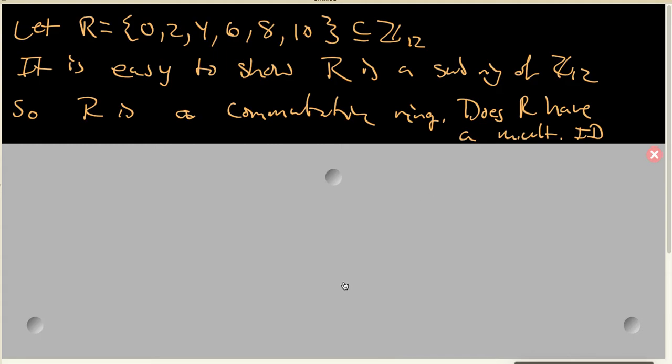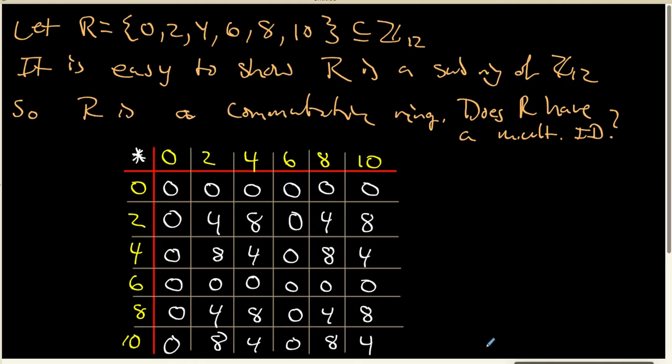I would encourage you to stop the video and make that multiplication table for yourself and answer this question. And when you think you have an answer, turn the video back on. Hopefully you did that. Here's my multiplication table. And if you look at this particular multiplication table, it's pretty clear that R has no multiplicative identity element.